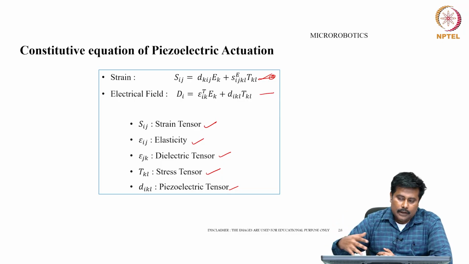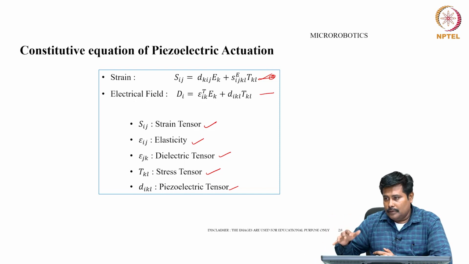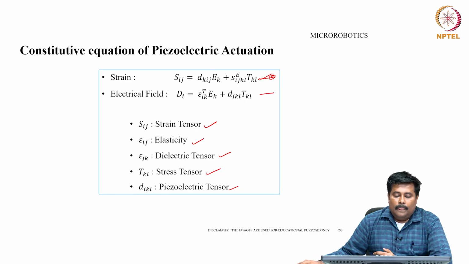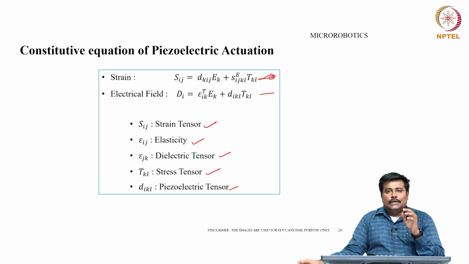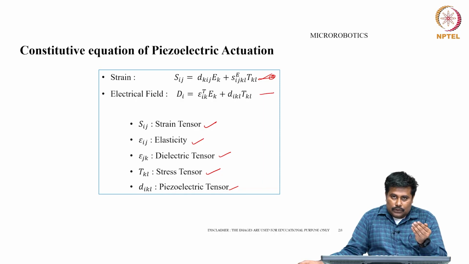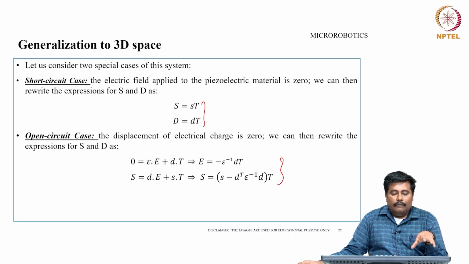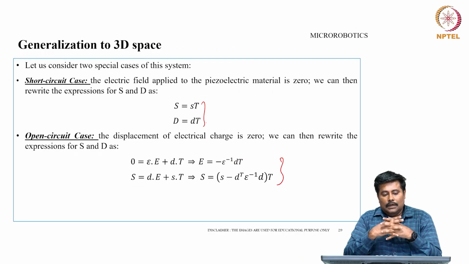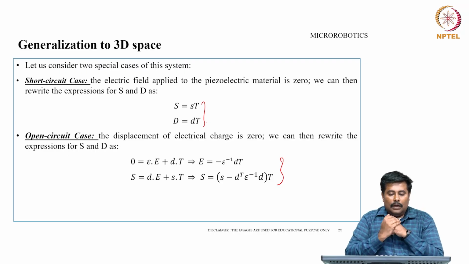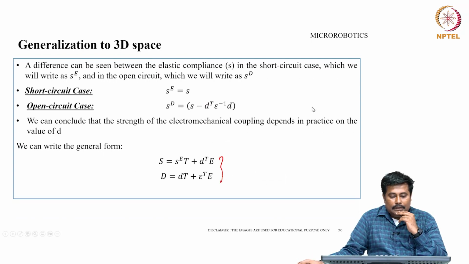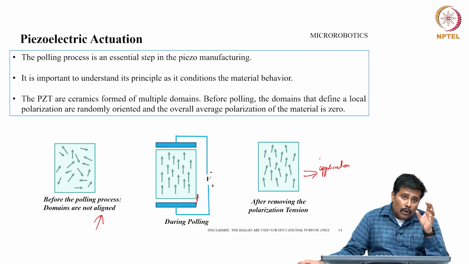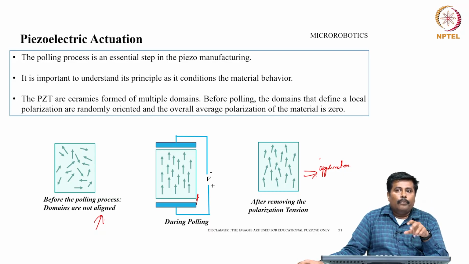However, when you try to apply it, it is more on the experimental note, and from a design perspective, we will be looking into the structural design of it. And from the constitutive equation perspective, we have discussed the different parameters which influence the constitutive equation, which includes the strain tensor, the elasticity, the dielectric tensor, the stress tensor, etc. Then we also had a discussion about the generalization of this 3D space. We have considered two cases: one is a short circuit case, and the other is an open circuit case.